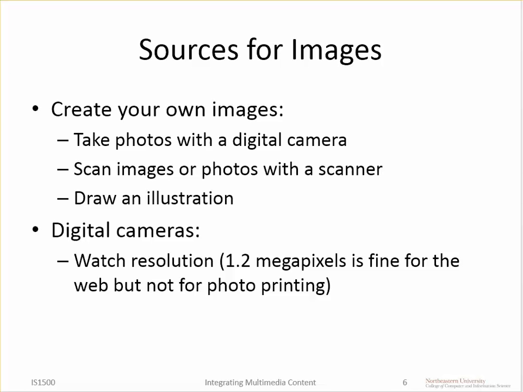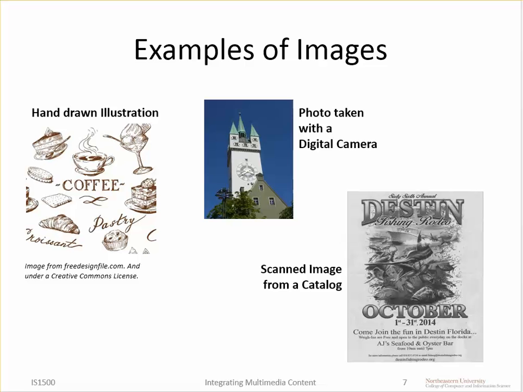Just consider, for example, that a typical web camera takes pictures at a resolution of about 2000 by 1000 pixels, which is often far in excess of the resolution you have available on a typical monitor. In fact, 1.2 megapixels is just fine for the web. It's not enough for photo printing, but relatively low-grain images are more than enough for displaying on the web. So here's an example of the different types of images you might have on a web page. You can have hand-drawn illustrations, you can take photos with a digital camera, or you can scan images from a catalog using a scanner.